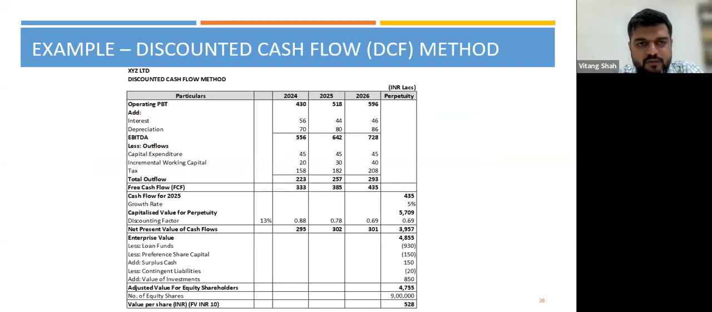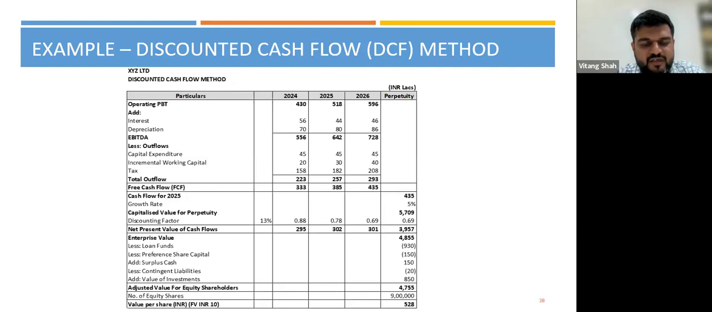So this is an example, a snapshot of how a DCF valuation method would look. You start with the operating profits before tax. Why do we use the word operating? Because when you value a business, you exclude any non-operating, non-recurring items. So the operating profit excludes any investment income or any one-off incomes, which are not expected to be earned over the future, or do not pertain to the main core business which you are valuing.